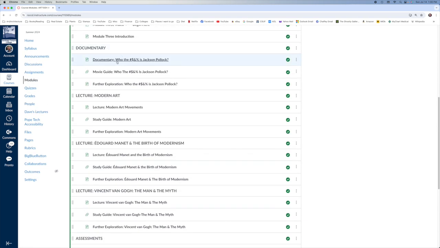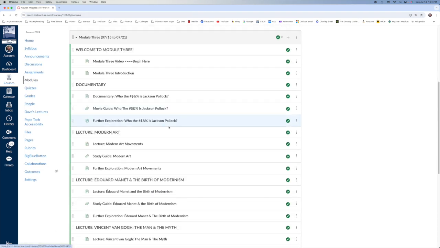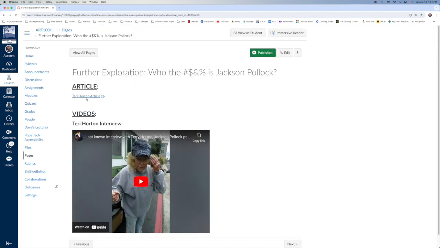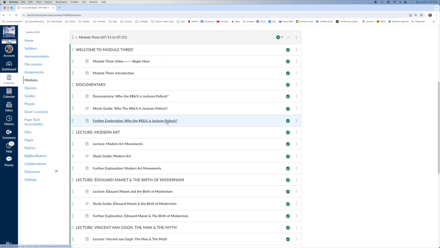And first, we have the documentary. So the documentary is a great story about this lady who finds a painting at a thrift shop, and she is trying to authenticate it. She bought it for $5. She's asking $50 million now. We have an article about her here, and also the very last known interview of her. She did pass away in 2019. She did not sell the painting in her lifetime.